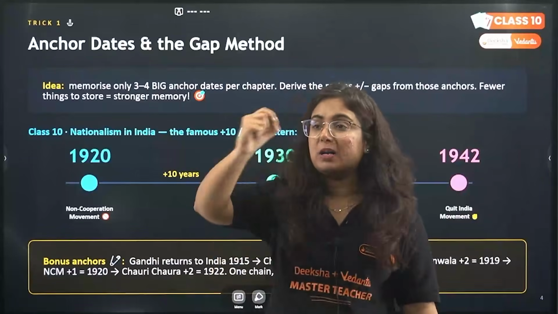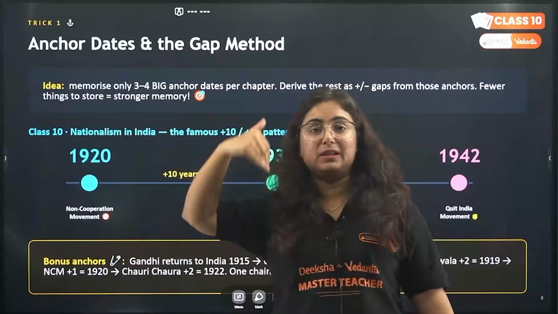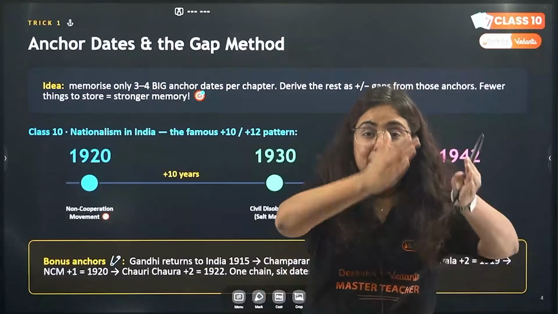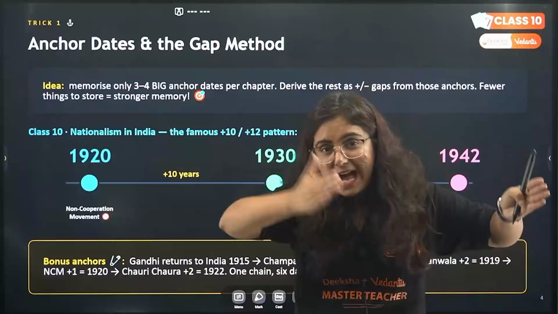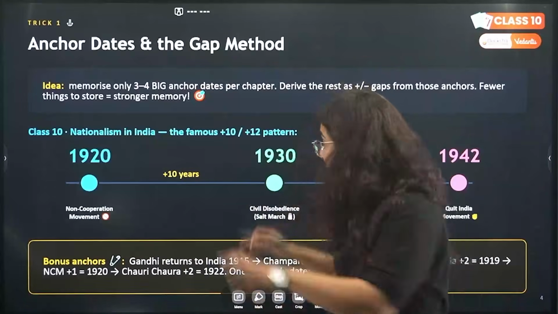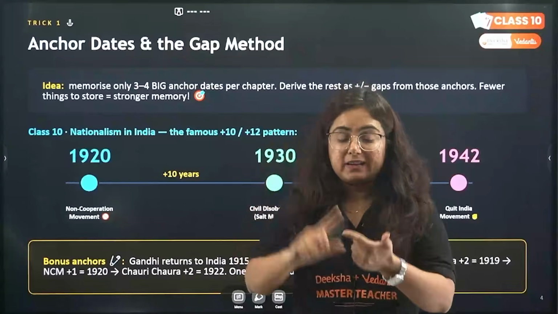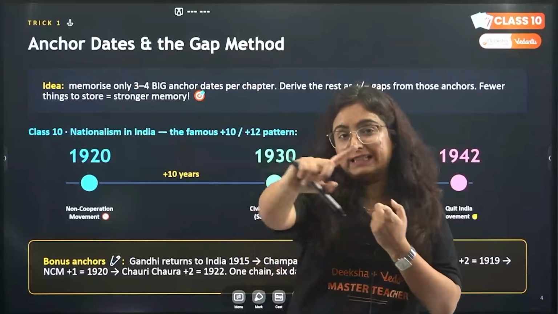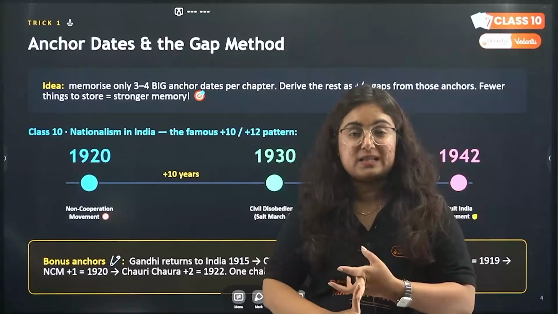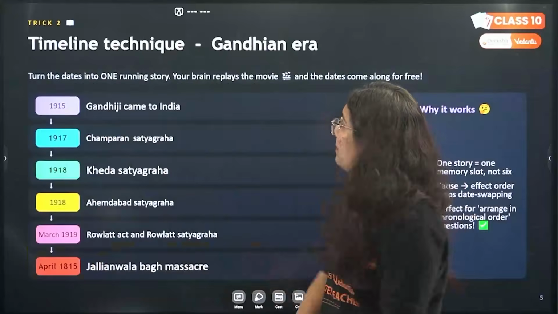So now you are making a pattern. Gandhiji came, plus 1 year this happened, plus 2 years this happened, plus 3 years this happened, etc. Okay? Make this pattern, use this gap method to retain it. Right? What you can do is, beta, before using this gap method, please club those events. Like right now, I will study all the Gandhian Satyagrahas. Then I will club together the Gandhian movements. Okay? When you club those events and make this pattern, you will remember it for sure.